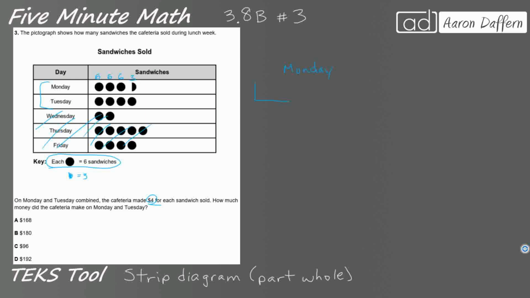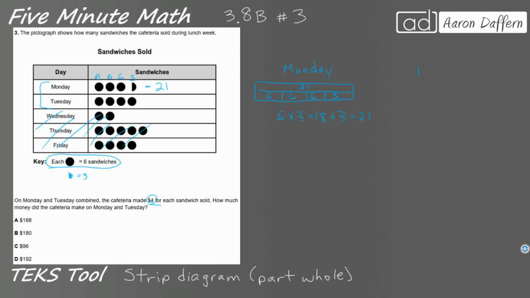So Monday, let's figure out how many sandwiches we have. I've got 4 parts because there's 4 circles, even though that last one is only half of one. It's a 6, it's a 6, it's a 6, and a 3. All right, so if I add those up, I'll get 6 times 3. There's 3 sixes. It's 18. And if I add that last 3, that's going to give me 21. All right, so I know that there are 21 sandwiches sold on Monday.